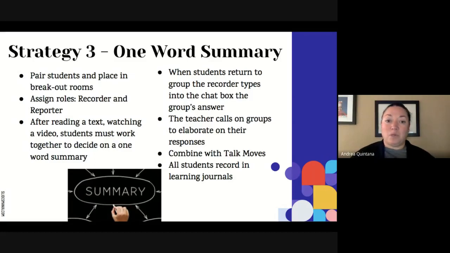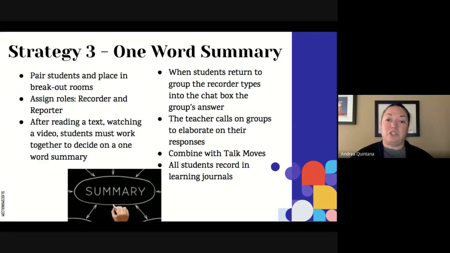Now again, the word does not have to come directly from the content. The word can be any word that they associate with whatever content they're just looking at. The difference is that now they have to defend it. And they can defend it either in writing, verbally in a whole group setting, or as a recording for others to view later.